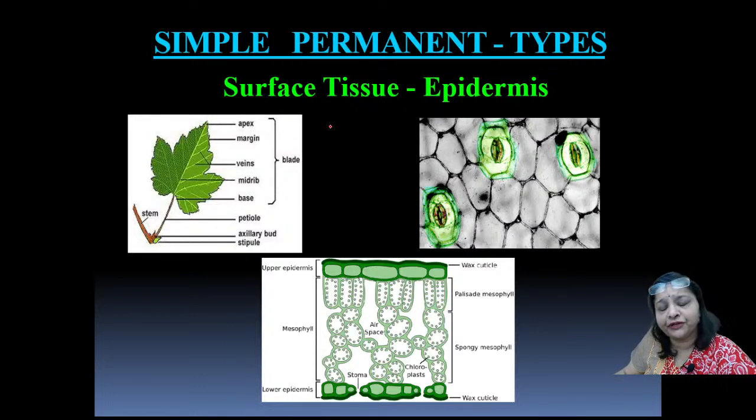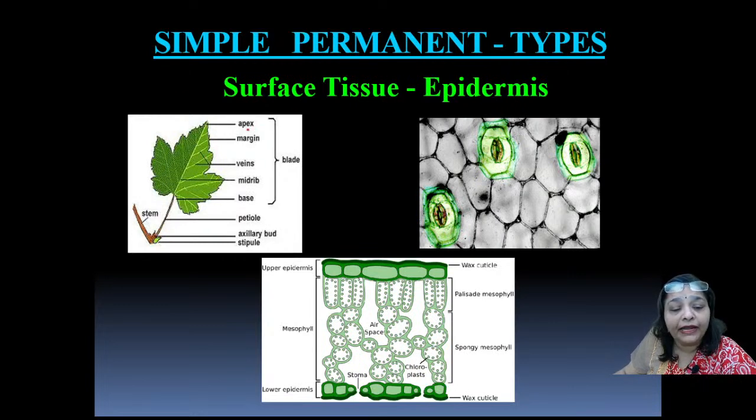The surface tissue, called the epidermis, is a simple permanent type of tissue, right? You can see the surface tissue is found on the surface of the whole plant body, whether it is a root, stem, branches, leaves, flowers, or fruits. Now, we have taken an example of a leaf here.